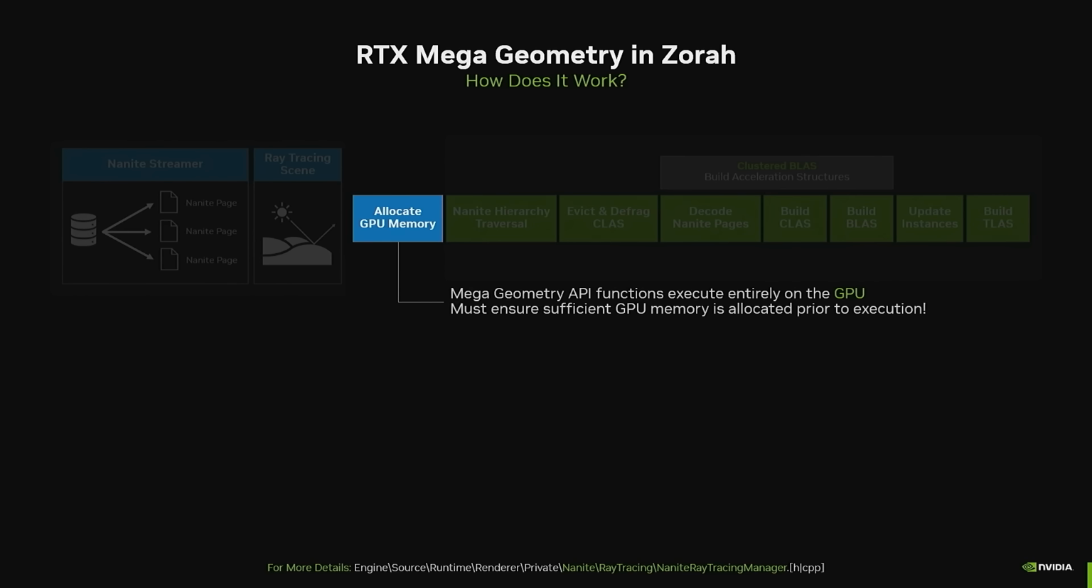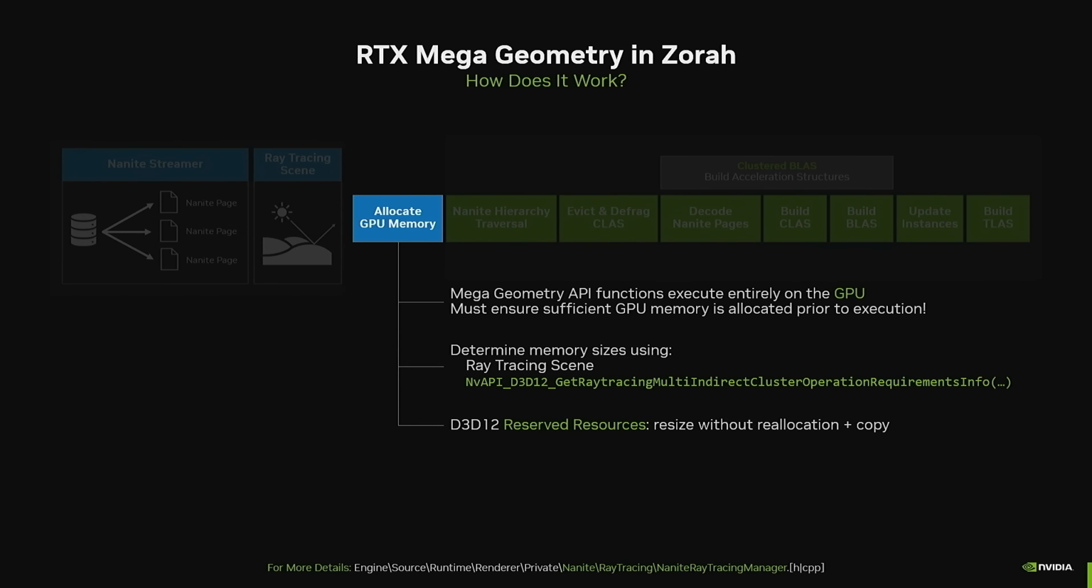All right, one more CPU side task before we get going. We need to make sure we allocate the right amount of GPU memory. Since Mega Geometry as an API is fully indirect, once it starts executing on the GPU, it needs to have all the memory that it's going to use before that happens. So we have to make sure that we allocate that up front. And we can do this using the ray tracing scene and using an incredibly easy to remember and very short function name that is part of the Mega Geometry API. We also extensively use reserved resources throughout our implementation so that we can resize buffers without having to reallocate and copy future or previous data into them. And this helps with CPU side stutter.